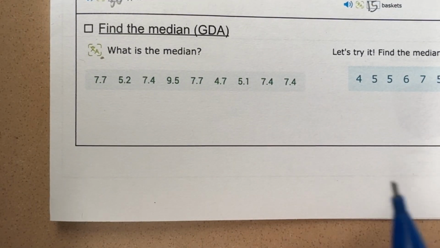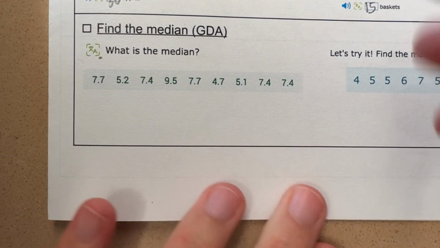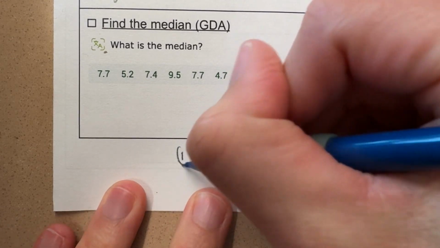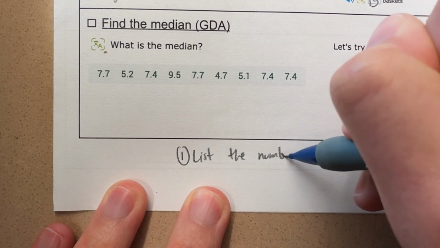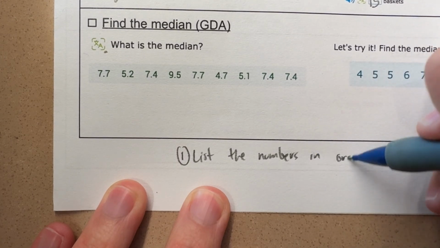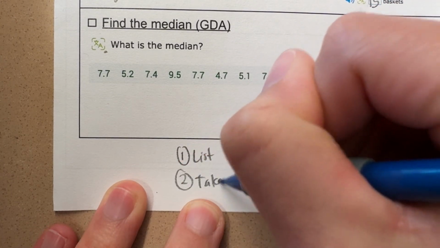All right, this last one, okay? This says, what is the median? Okay, here's what median means. You're gonna first list the numbers in order. Okay, and then take the middle number.